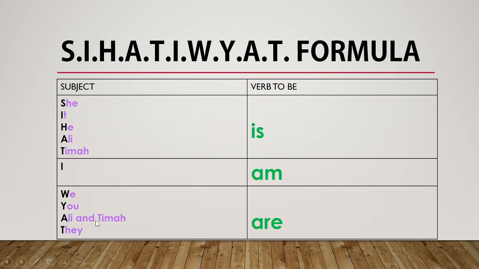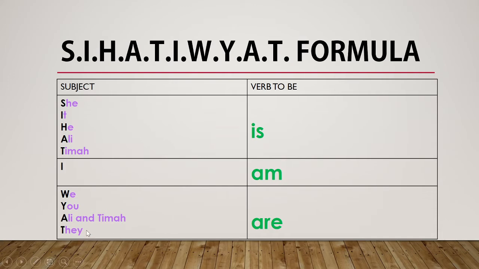And here we have Ali and Tima. Ali and Tima here, I use it to show more than one name. More than one name. Please remember that. It can be a boy's name and a girl's name like this. It can be a boy and another boy. It can be any situation, any subject that you want, as long as there are more than one person, there are more than one name. Okay, so it will be Ali and Tima.